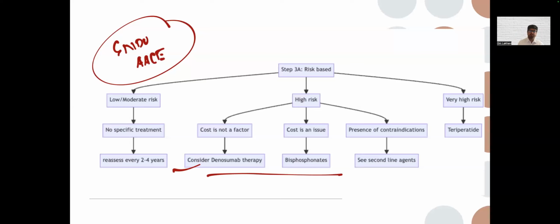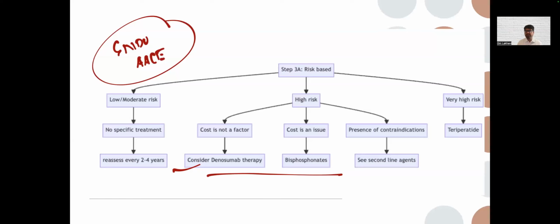If cost is an issue, you can consider giving a bisphosphonate. With bisphosphonate, you have to consider giving this patient either alendronate, which is oral, 70 milligram once a week, or injectable zoledronate, which is an annual, once a year injection, right? So you have to consider one of these 2 therapies. Now, if there are any contraindications to first line therapy, then you can use second line therapy, and we'll discuss the second line therapy in a bit.